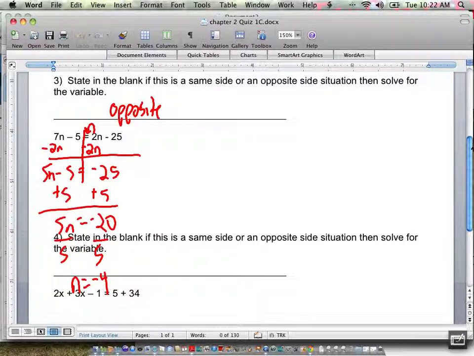5n minus 5 is negative 25. Now the numbers are on opposite sides, so I do opposites. Minus 5, plus 5. Plus 5 there, I get negative 20. Divide by 5, n is negative 4.